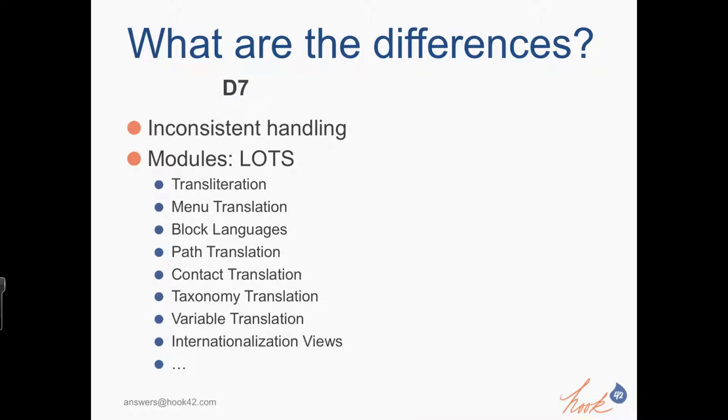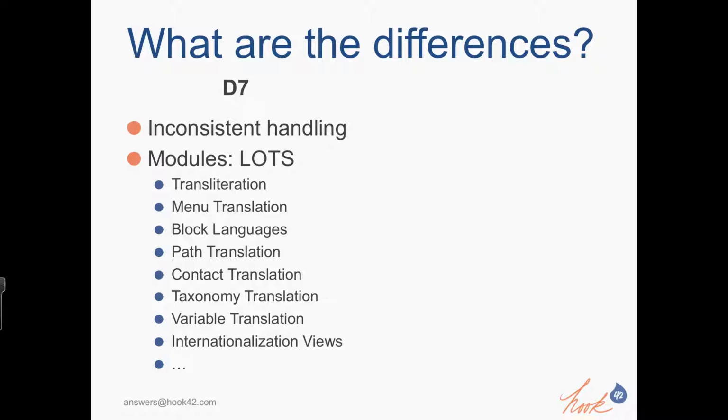You have to use things like menu translation because that has a separate type of translation than blocks. In block languages, we'll add language identification to a block, because why didn't blocks actually just know what their language was out of core? I don't know. That's Drupal 7. And then also we have to do path translations and then the contact form translation and taxonomy translation and variables for the site name, right?